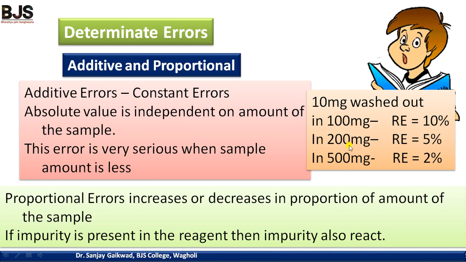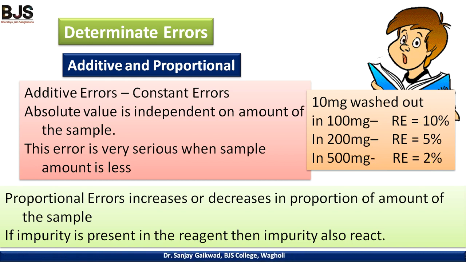If 200 milligram is there, then we observe a 5% relative error, and if the quantity is higher, then the percentage of relative error is lower. It means it depends on how much quantity of the precipitate we are taking for washing purposes. Every time if 10 milligram sample is lost, then a small amount becomes a serious matter. A lower quantity gives a higher relative error, and a higher quantity gives a lower error. In this way the additive error is there.